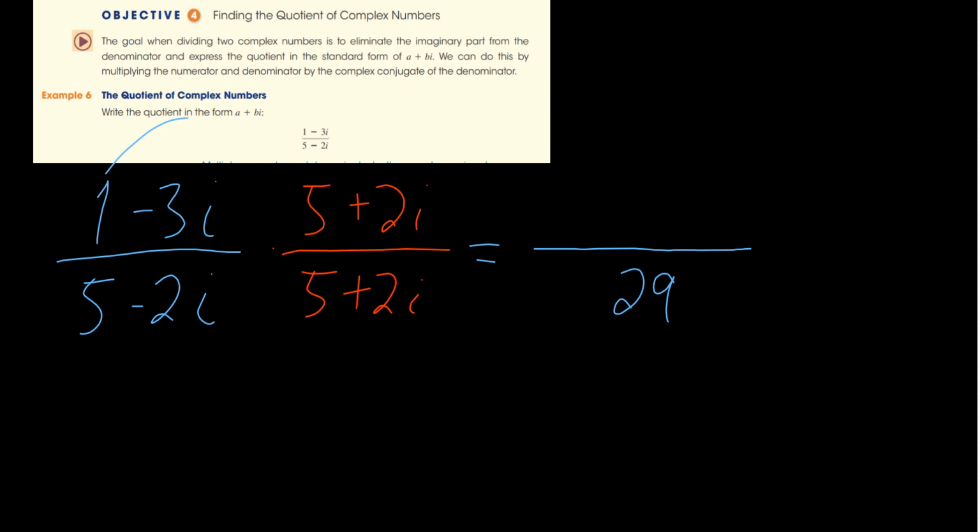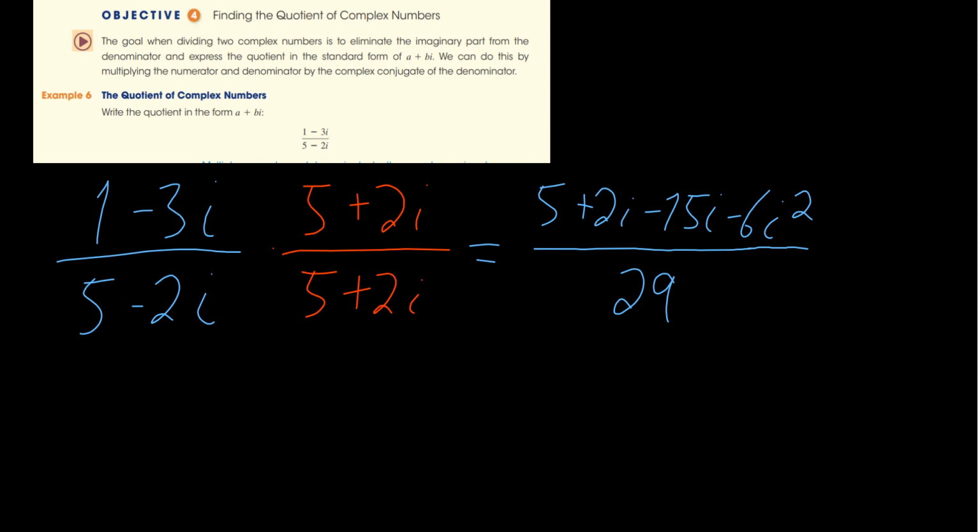The numerator, not so much. We're going to have to actually FOIL and all that good stuff. So let's do that. Okay, so 1 times 5 is 5. 1 times 2i is 2i. Negative 3i times 5 is a minus 15i. And a negative 3i times a positive 2i is a negative 6i squared. And we'll do that. Okay, so let's combine like terms.